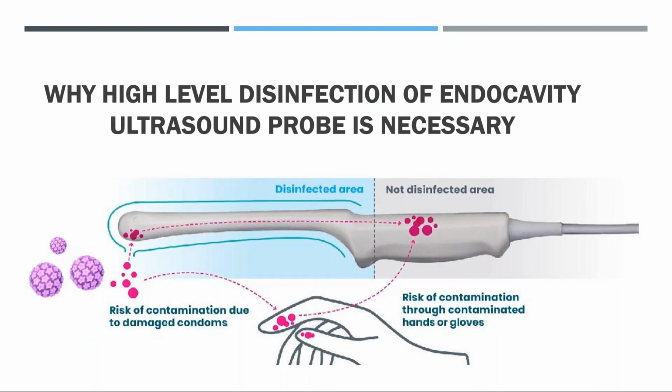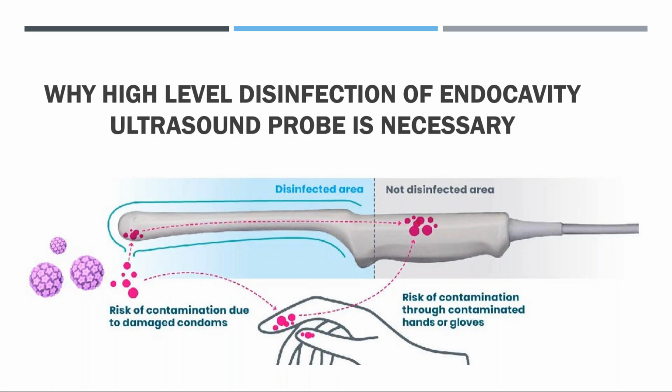So here is a probe. Now, why is high-level disinfection of an endocavity probe necessary? The area, as you can see, would have direct contact with a mucous membrane, for instance, and there's certainly a risk of contamination due to damaged condoms. Condoms often fail, and what's more, as you remove the condom, you might contaminate the underlying probe.